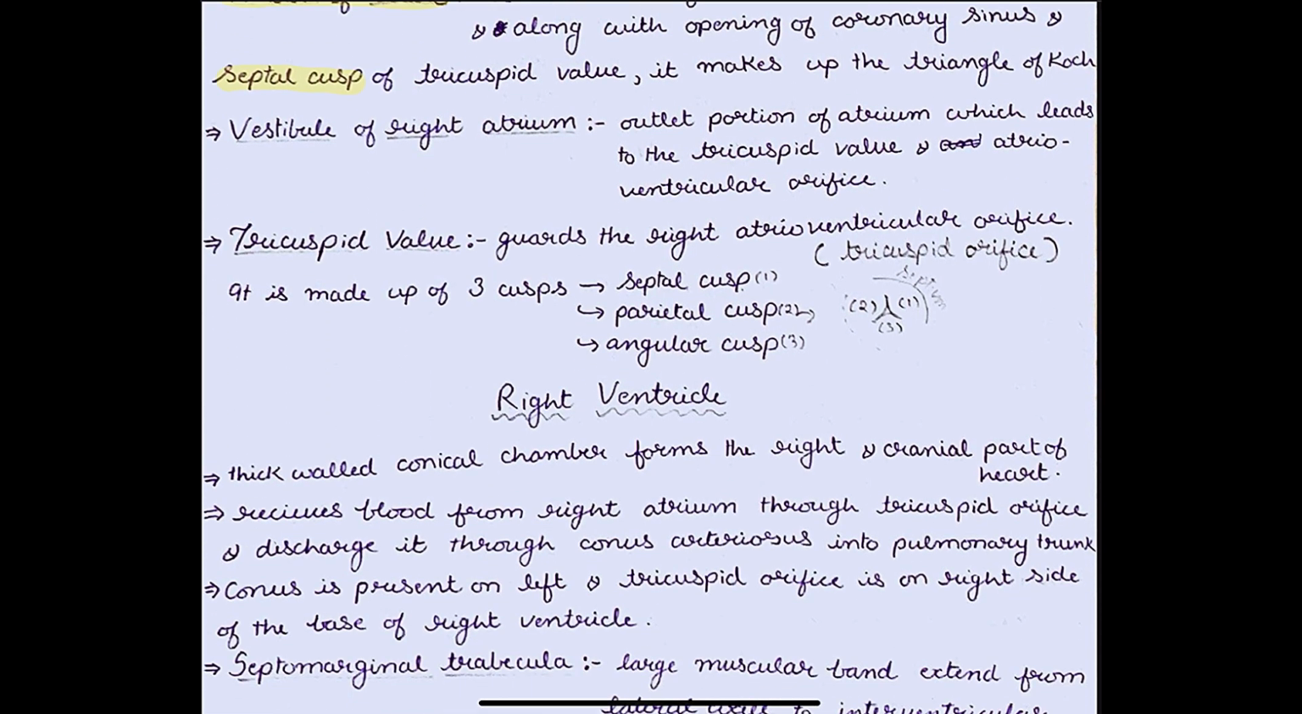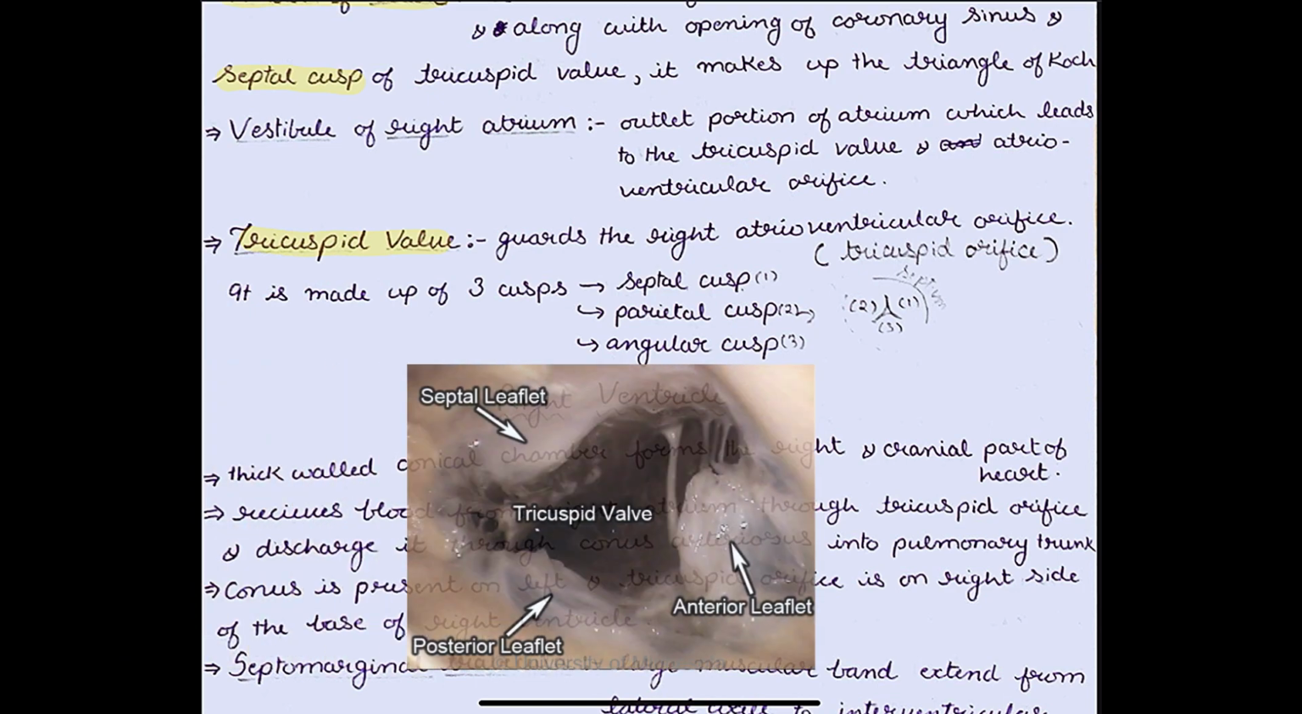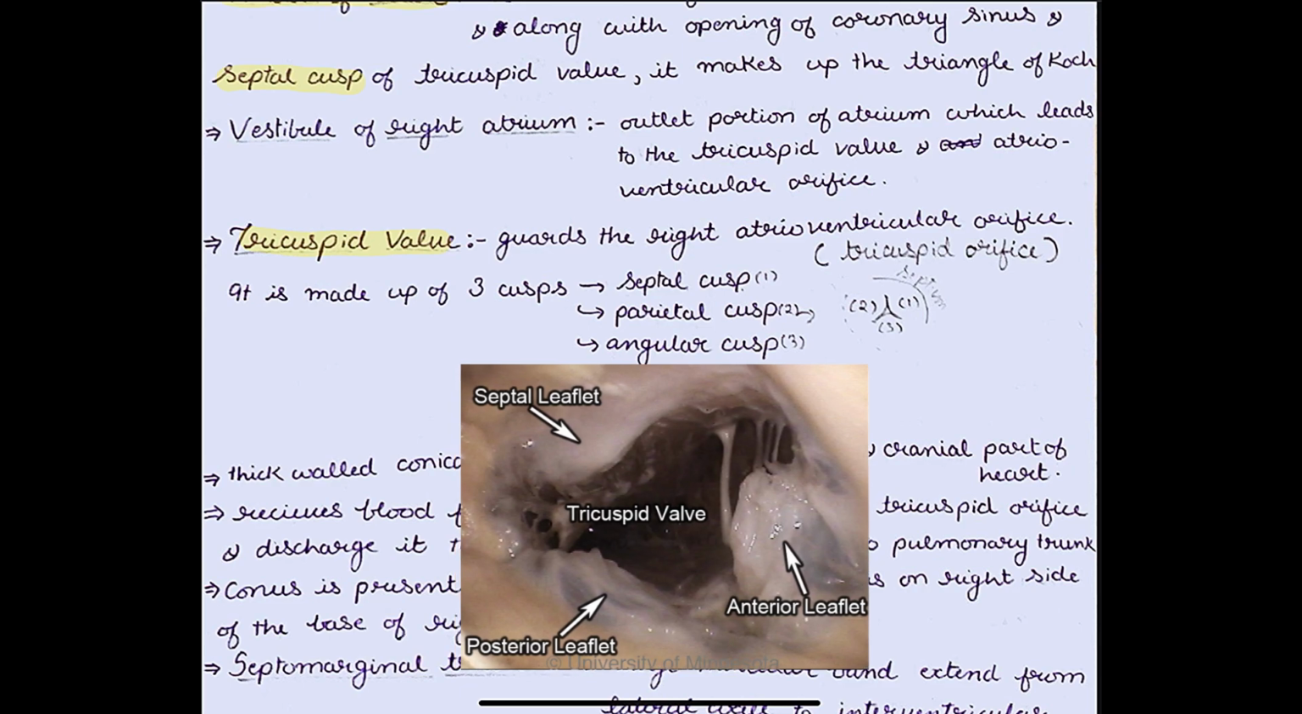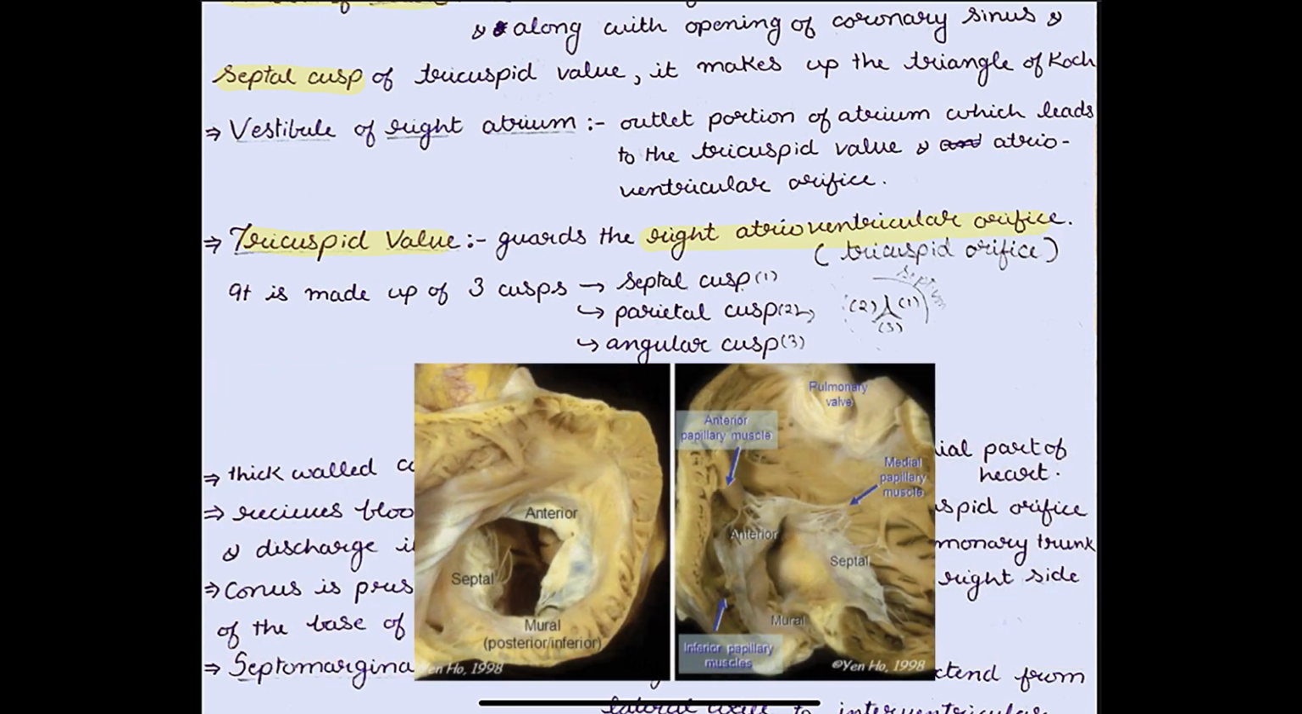Then we have the tricuspid valve. Very, very important. The tricuspid valve is present on the right side, and the bicuspid valve is present on the left side. The tricuspid valve guards the right atrioventricular orifice, which we call the tricuspid orifice. It is made up of three cusps: septal cusp, parietal cusp, and angular cusp.